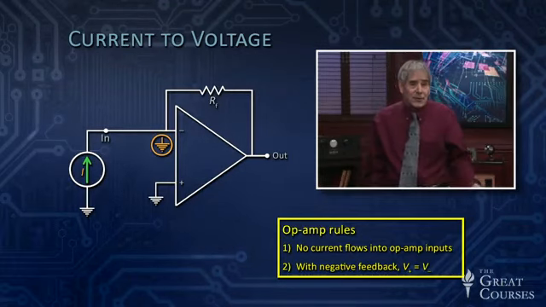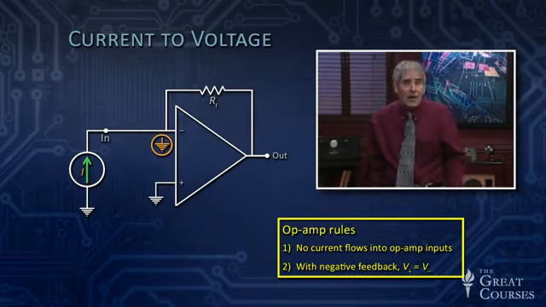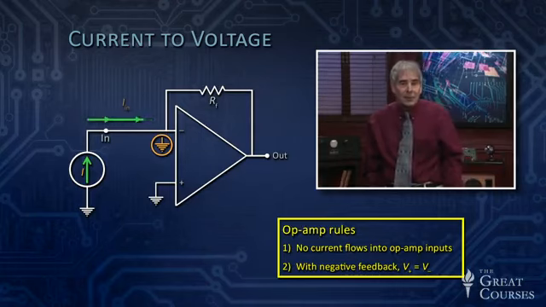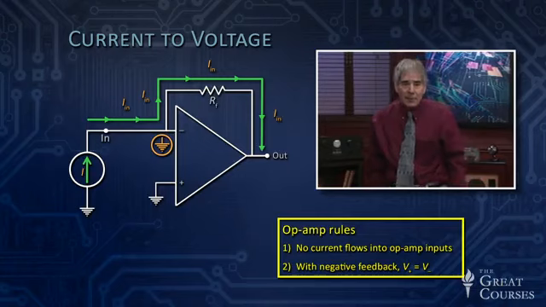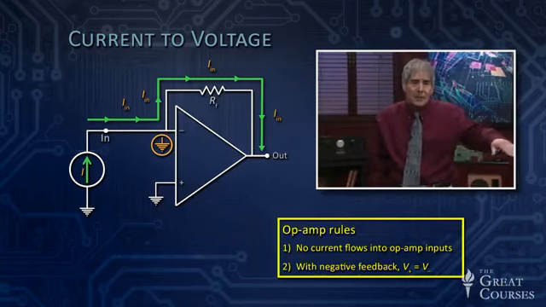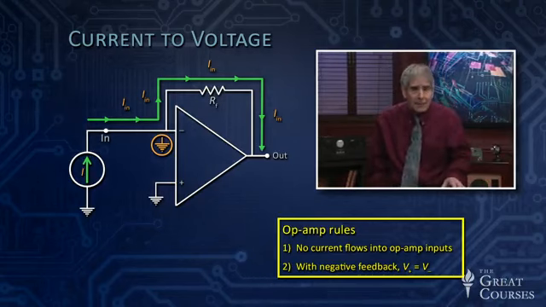But rule 1 says it doesn't really go to ground. It goes through the feedback resistor. Same current going through the feedback resistor and around, and then to the output or back into the input of the op-amp, into the output of the op-amp or out to some external circuit. The op-amp takes care of all that.